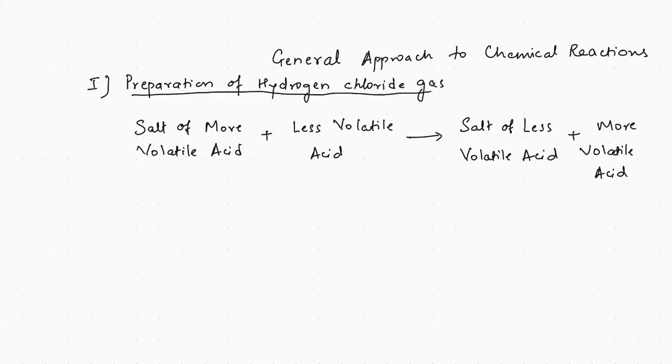You can also remember the statement in the form that less volatile acid displaces the more volatile acid from its salt. Its salt means from the salt of the more volatile acid. So for example, since we want to prepare HCl here in this case, we take a salt of chloride. The most preferred salt is sodium chloride, and the less volatile acid is concentrated sulfuric acid.